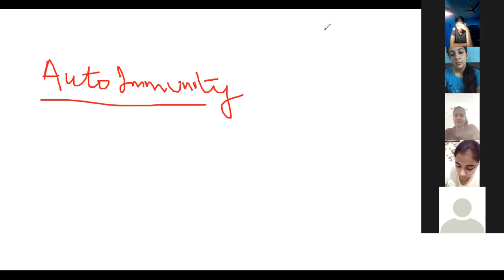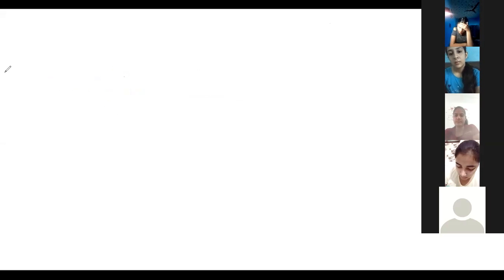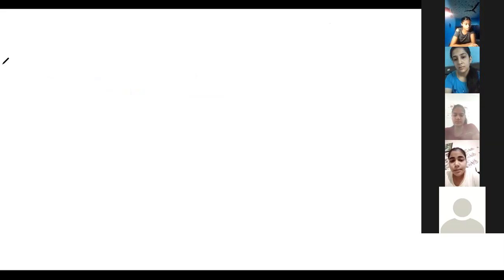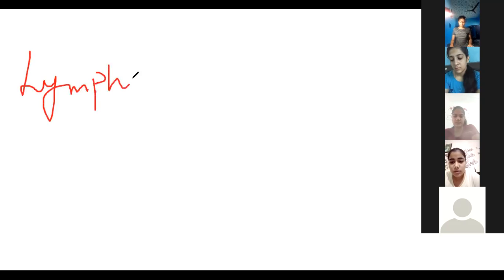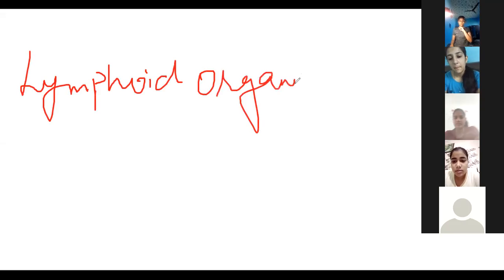So next, for the immune system, the last topic: the immune system in our body. Now you have come to know all these things about autoimmune diseases and organ transplantation. You saw that the immune system plays a very important role. So how many types of lymphoid organs are present in our body? Two types. So which are those two types?